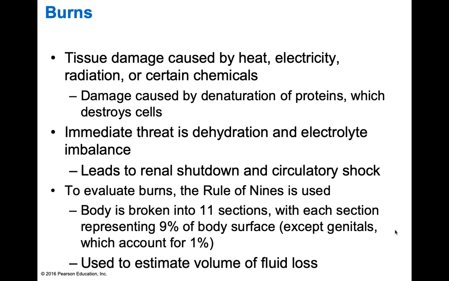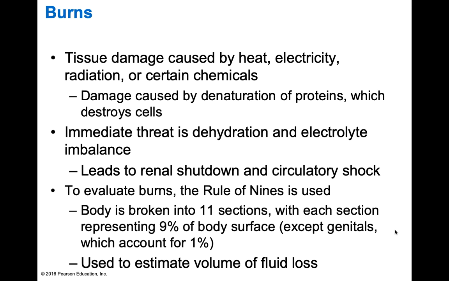Lastly, we're going to hit burns. There are 3 different types of burns we're going to be talking about. Burns are when we have tissue that's damaged because of heat, electricity, radiation, or certain chemicals. When we damage skin here, we're talking about the denaturation of the proteins, which actually destroys those cells. It's an immediate threat of dehydration and electrolyte imbalance or loss. It leads to renal shutdown and circulatory shock.